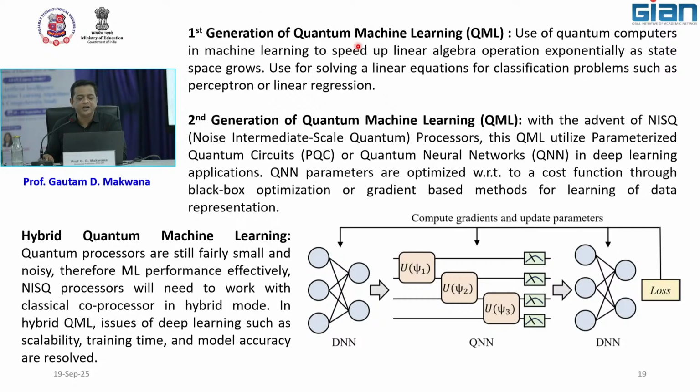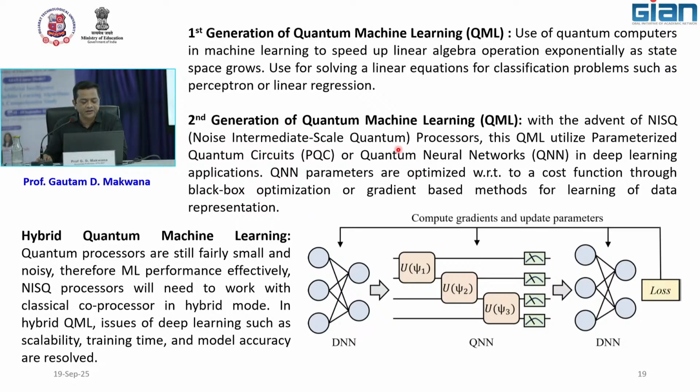And first generation, the evolution of the quantum machine learnings. First generation of the quantum machine learning is the use of the quantum computer in machine learning to speed up the linear algebra operation exponentially as the state space grows. Use of solving a linear equation for classification problems such as a perceptron or linear regression.